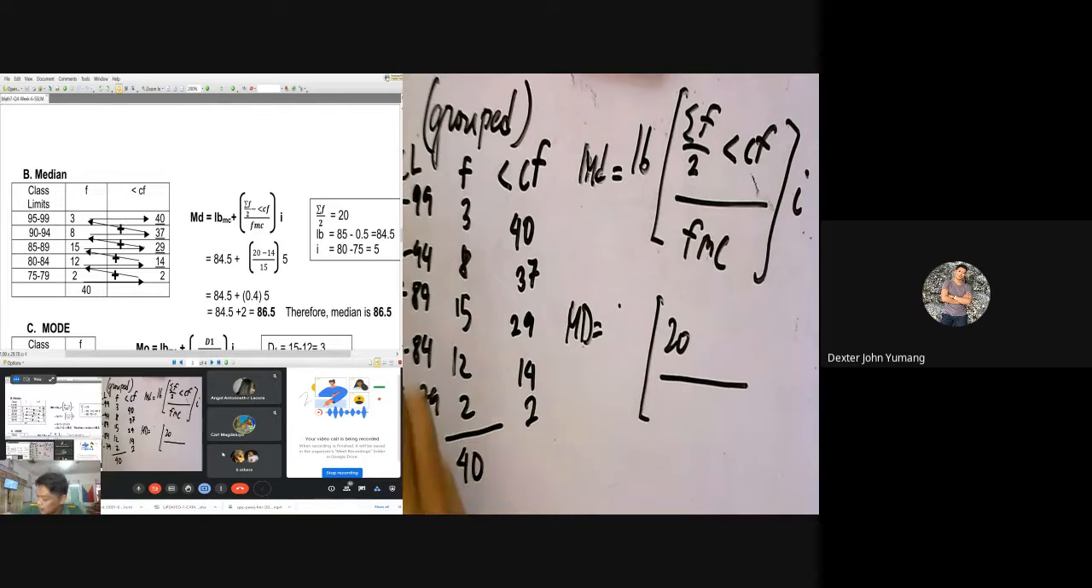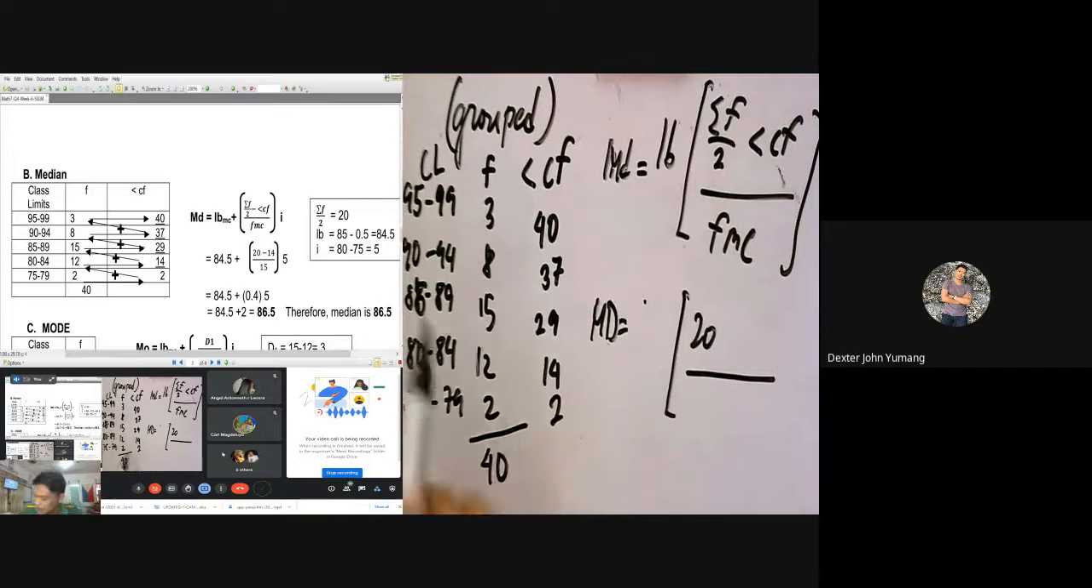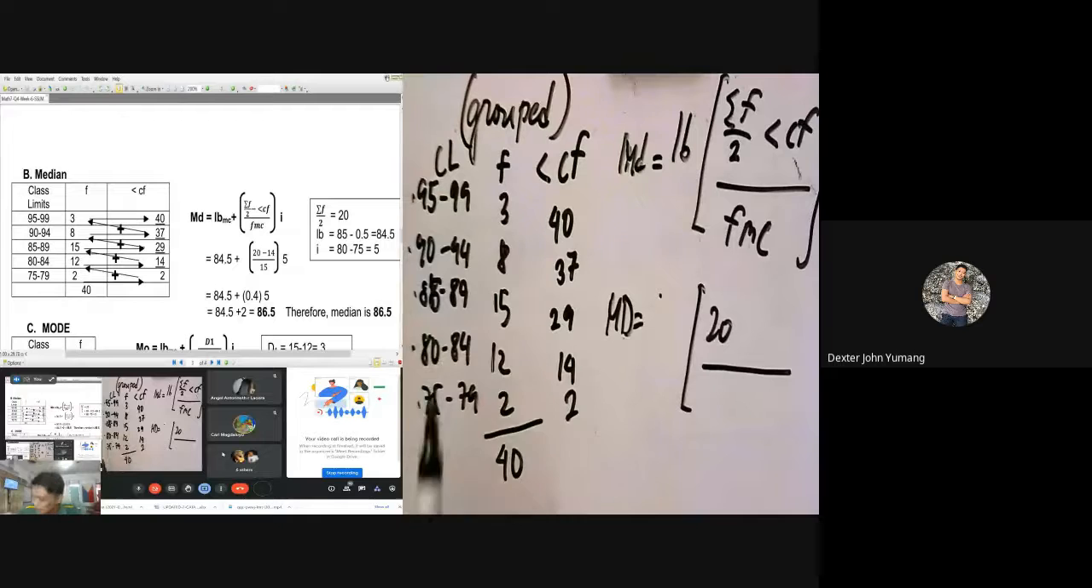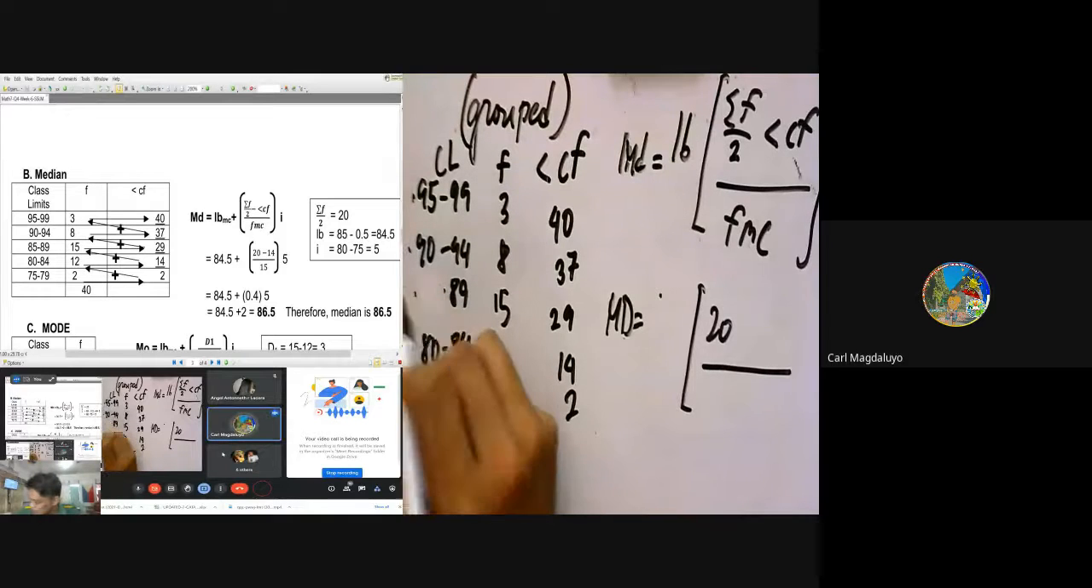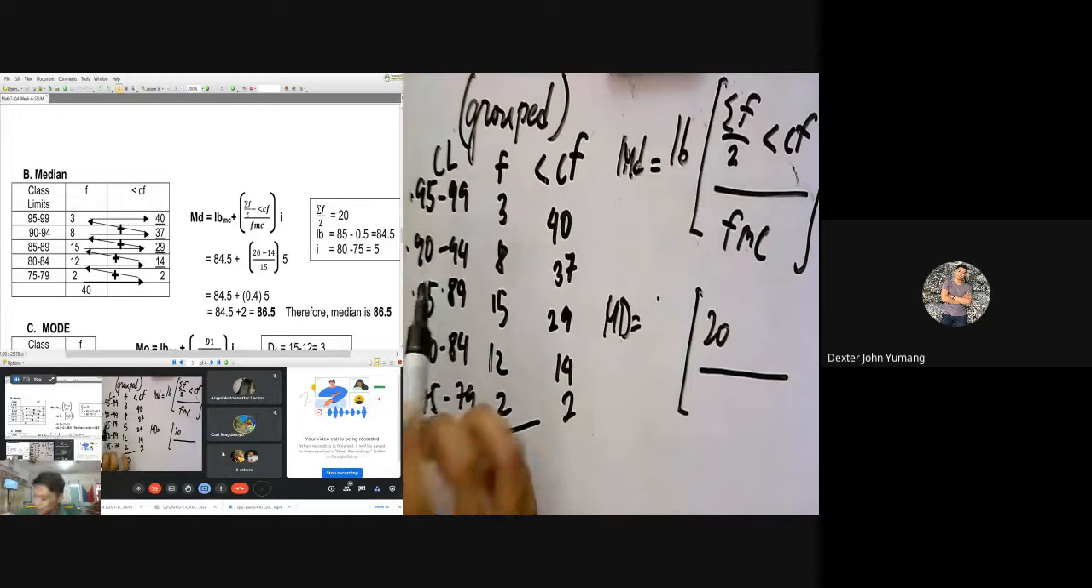Tingnan nyo. 1, 2, 3, 4, 5. Saan yung nasa gitna dyan? Okay, tingnan natin. Sa 5 data na binigay dito, saan yung nasa gitna? What do you think, class? 88 to 89 po yung 15. That is 85 to 89. Mali lang pagsulat ko. That's correct. 85 to 89. Ito po yung gitna. Okay. Pero we don't know which part of that is the middle, is the real middle.